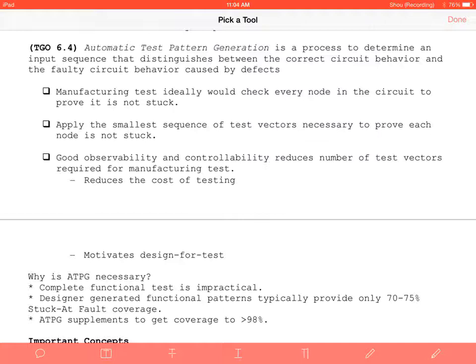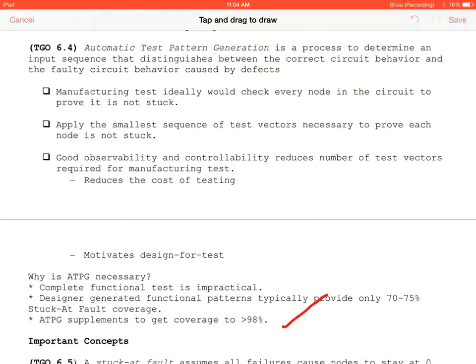You want to use these automatic test pattern generation algorithms to reduce the number of input vectors that would be required to cover as many possible faults. So instead of doing 2 to the 32, you can cut that in half or in a third or in a quarter based on the circuit design. And so we're going to talk about these concepts of observability and controllability. And we're going to talk about this concept of fault coverage.